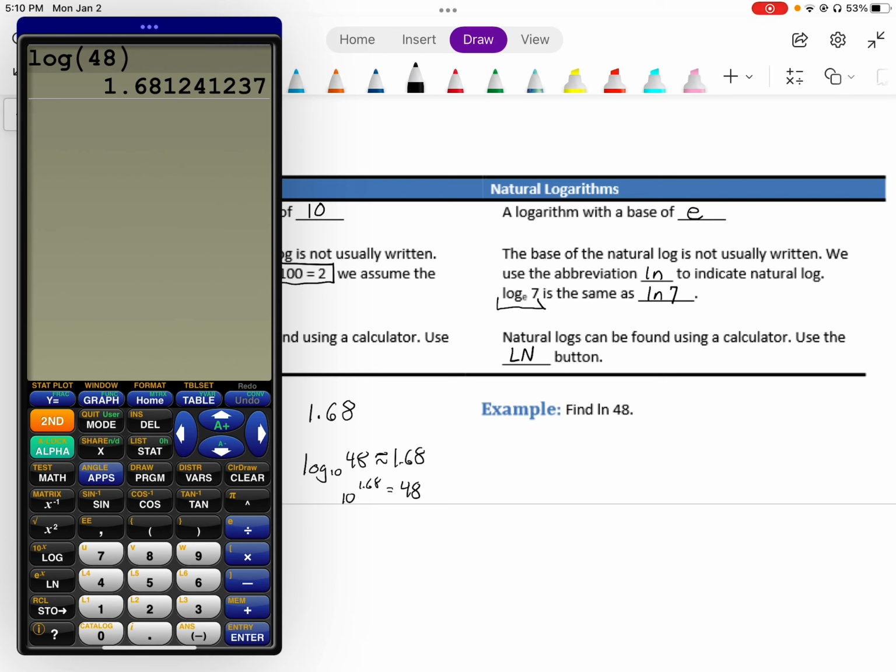The next one, we want natural log. So we have the natural log button of 48, and that is approximately equal to 3.87. And again, if we thought through that, that would mean e to the 3.87 is approximately equal to 48. All right, so that's kind of the introduction of logarithms.